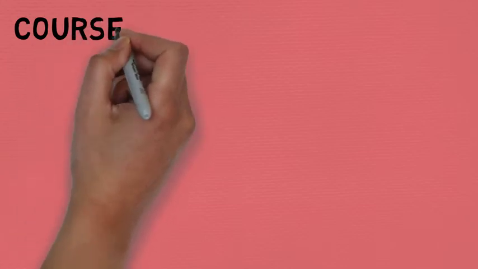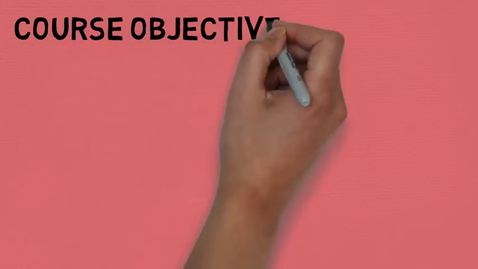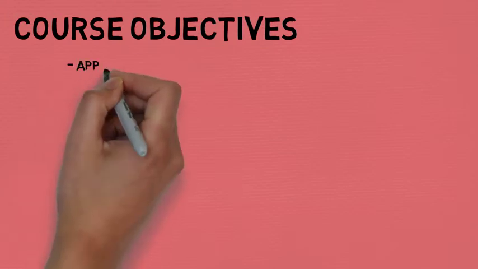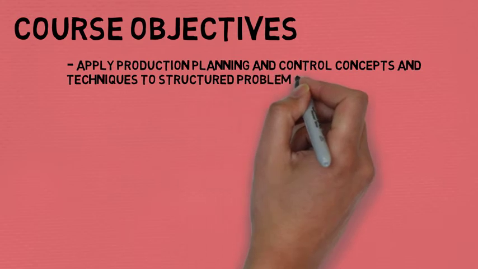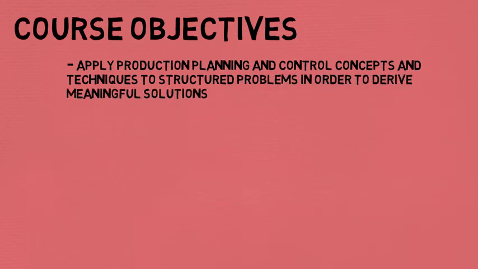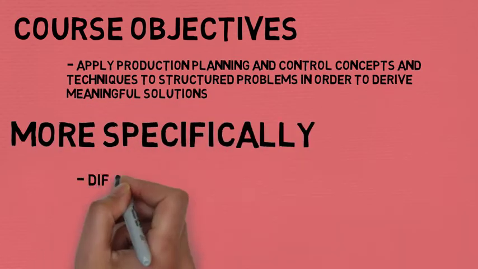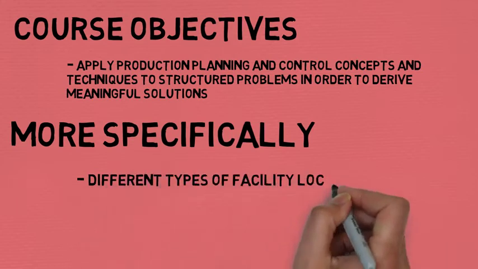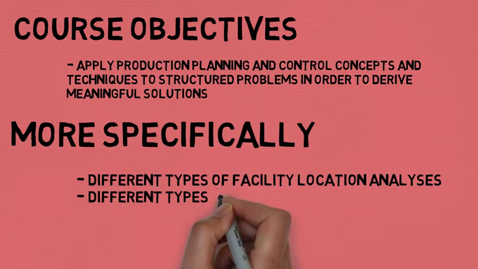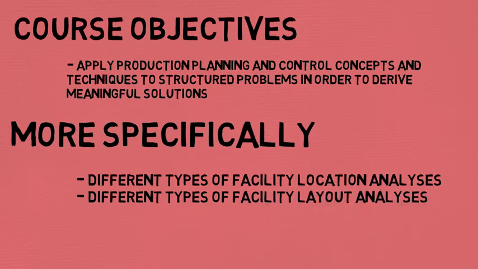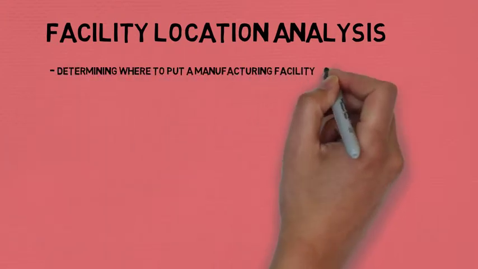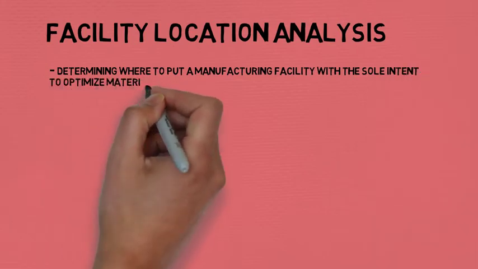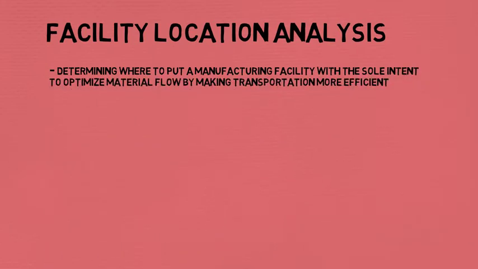The following course objectives are the focus of this video and corresponding unit, which includes applying production planning and control concepts and techniques to structured problems in order to derive meaningful solutions. More specifically, this video will discuss different types of facility location analyses as well as different types of facility layout analyses. Facility location analysis is determining where to put a manufacturing facility with the sole intent to optimize material flow by making transportation more efficient.